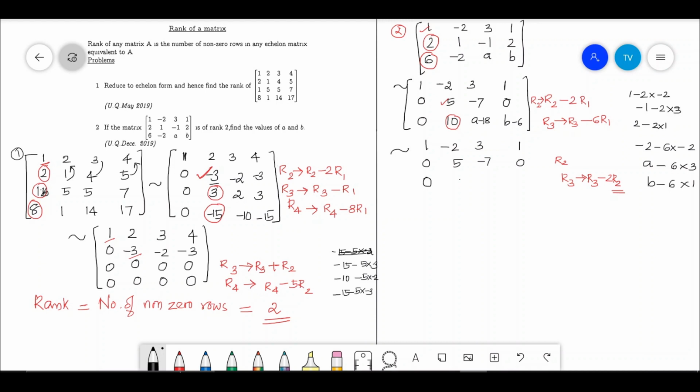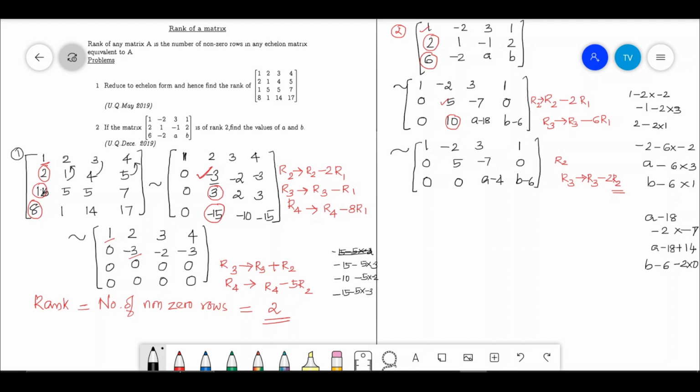0, then we have 10 minus 10 equal to 0, and what is the next element? A minus 18 minus 2 times the corresponding element in the second row, minus 7. So it is A minus 18 plus 14, so we have A minus 4. Then the last element is B minus 6 minus 2 times the corresponding element in R2, and hence we have B minus 6 itself.